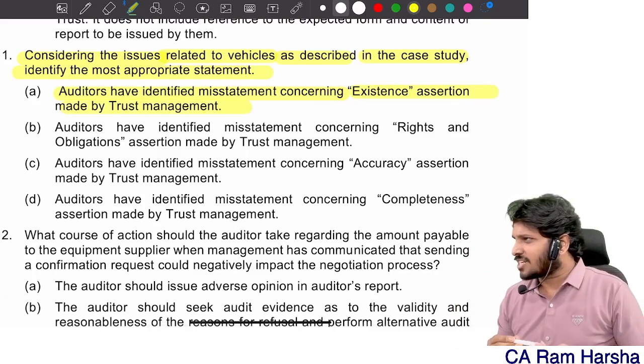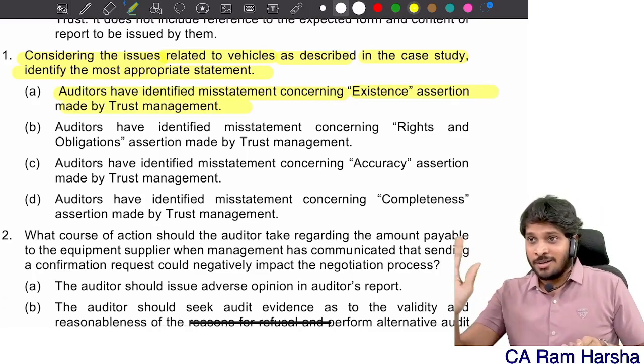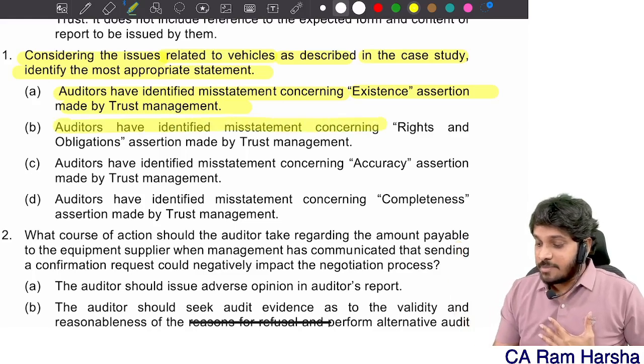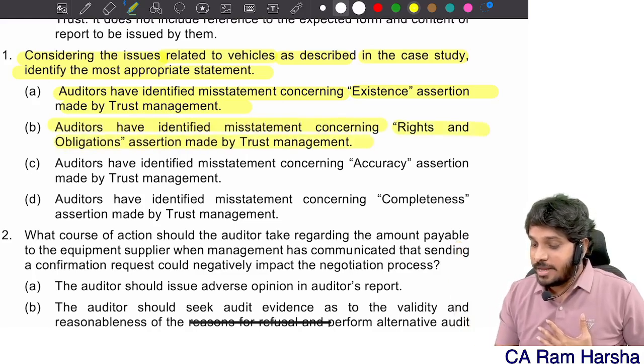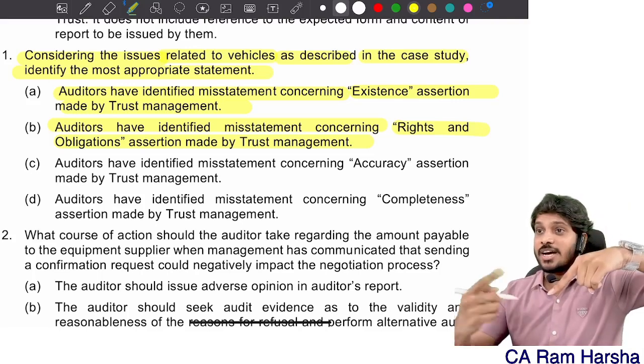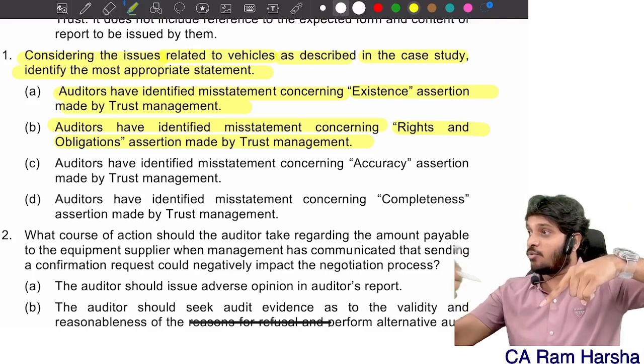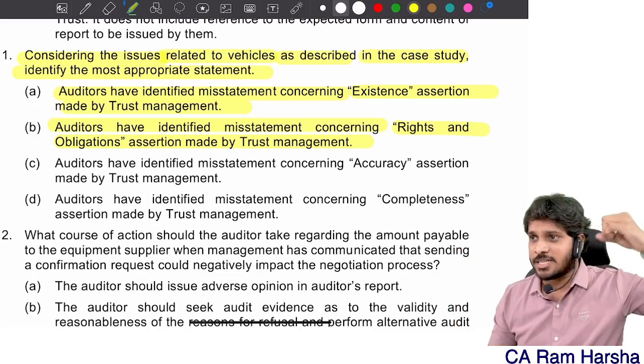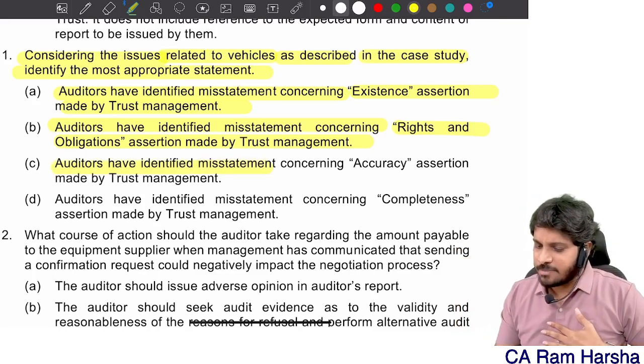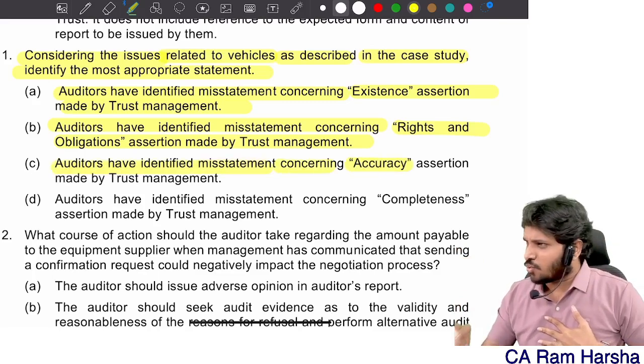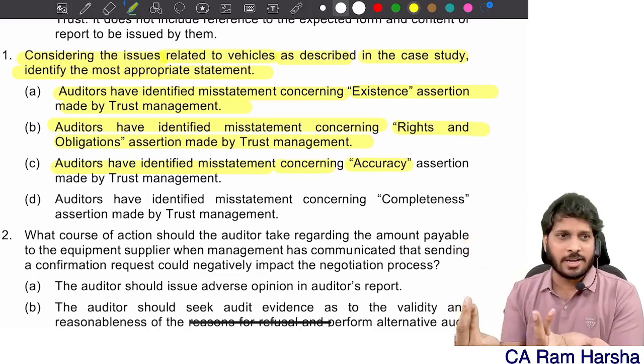No, we are not concerned about whether vehicles are there or not. Auditors have identified misstatement concerning rights and obligation. Auditors are concerned about ownership here. Ownership means what? Rights and obligation. Auditors have identified misstatement concerning accuracy. No, that related information itself is not given.